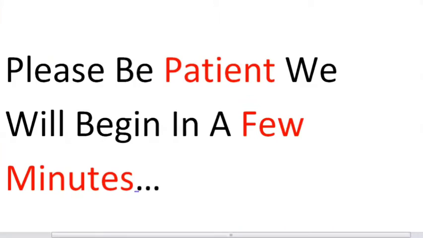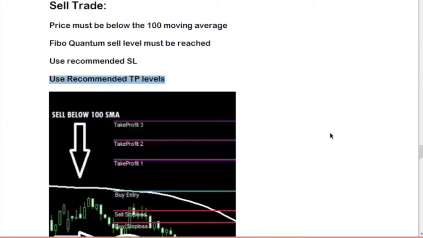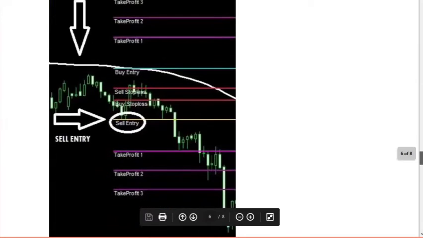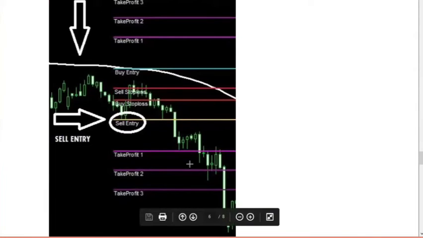Okay, let's just look at a picture before we dive into that. This is what a sell trade would look like, okay? The price is below this white line. That's the 100-period moving average. And then there's the sell entry. See where it says sell entry? The price was breached right there. And then if you're selling, you put your stop loss where it says sell stop loss. That's where you put your stop loss, and then you use the take profits that are recommended. Very simple, guys. Very, very simple, okay?